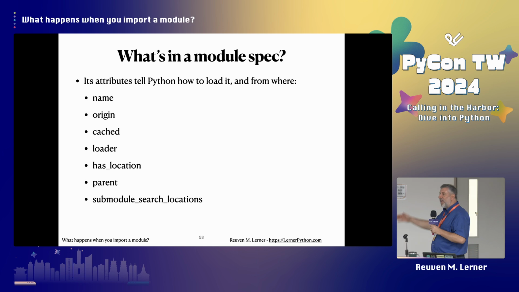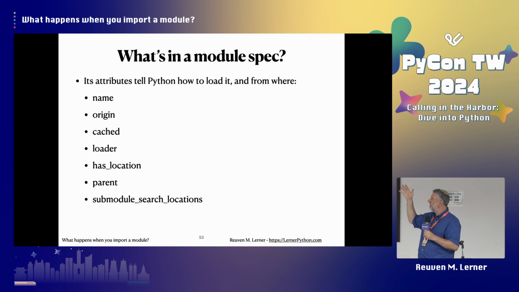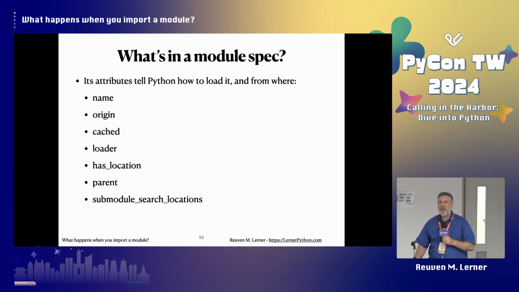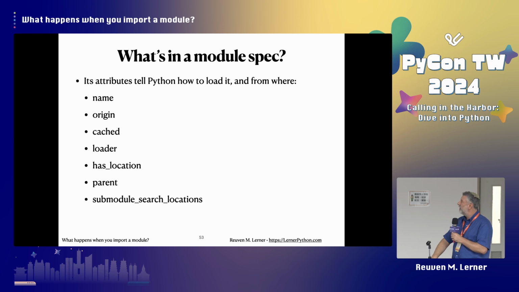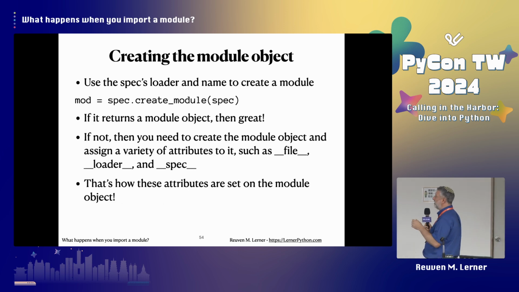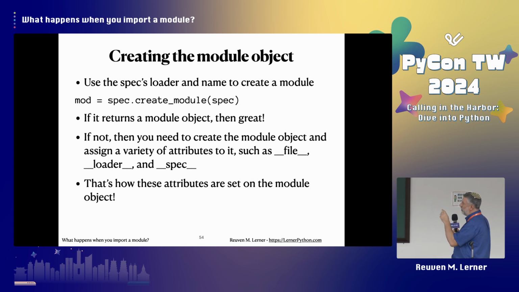So that's great. So we have our finder. Our finder finds the module, and then I said it returns a module spec. And the module spec says, okay, I found the module. Here is how you load it, and here's where you load it from. And the module spec gives us the name, the origin, whether it's cached, what the loader is. It has the loader object on it, and a few other things. So if I want to create a module object, believe it or not, there is actually such a method. We use the module spec object. It has a method called create_module. And if this returns a module object, then great.